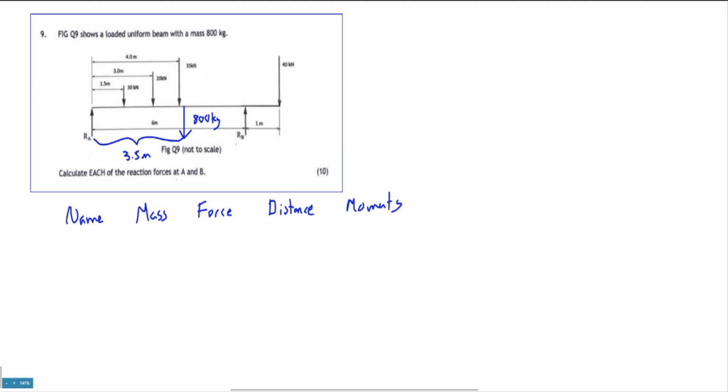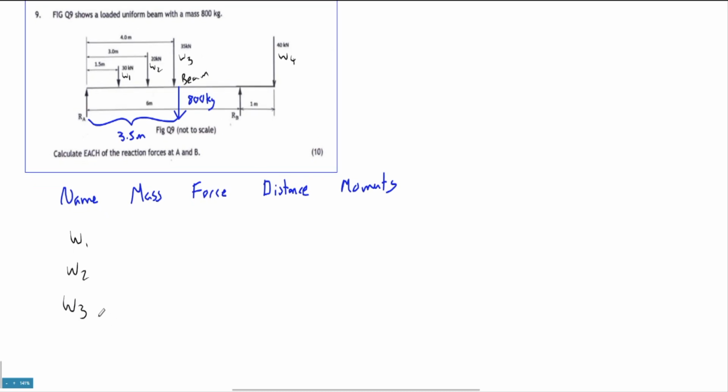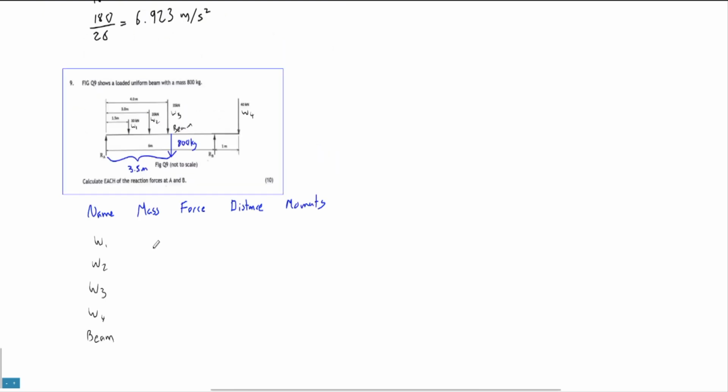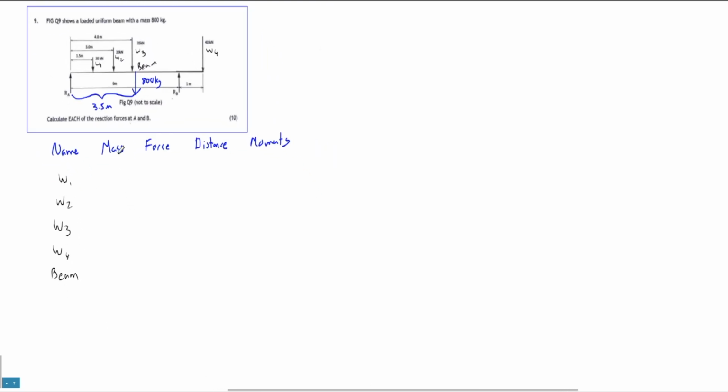Let's add a few more details into this. So for the name, let's call this weight 1, weight 2, weight 3, weight 4, and we'll call this the beam. We also need one more thing. I've got to zoom out a bit on this to fit it all in. It's getting a bit small, but let's see if I can make it a little bit bigger.